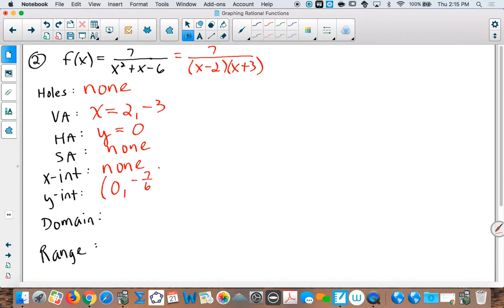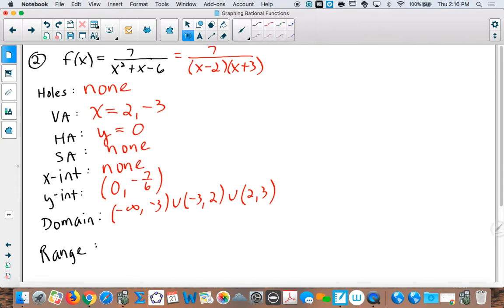Yeah, good. And while we're here, because we can, let's find our domain. Alex? Negative infinity to -3, union -3 to 2, union 2 to infinity. Yep. Remember, you're always going to have one more section to your domain than excluded values. If you have 2 excluded values, you're going to have 3 different intervals for your domain. Okay? Range we're going to leave for right now. All right, let's give this one a shot here.